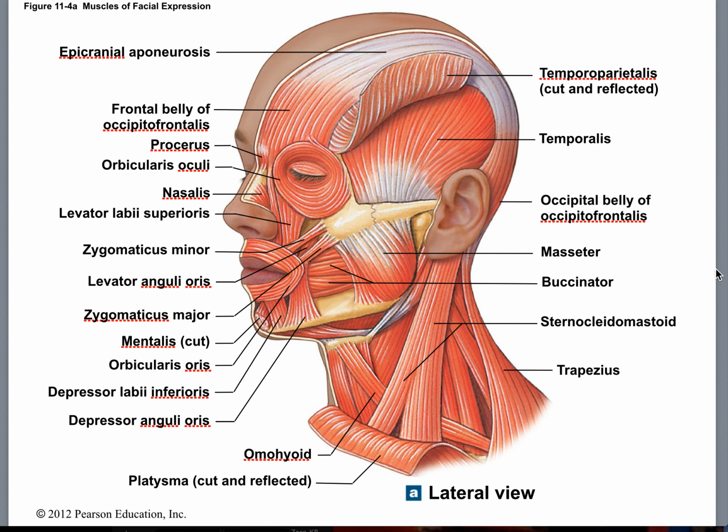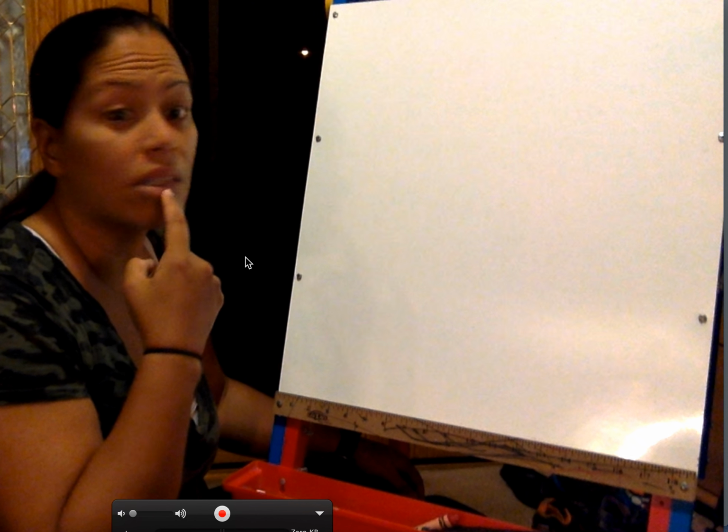So we have orbicularis oculi. And if I orbit around the eye, I probably orbit around the mouth, so orbicularis oris. And then if I touch the nose, I call it nasalis. If I lift the lip, right, lip is labii. So I have labia, these are the labia.